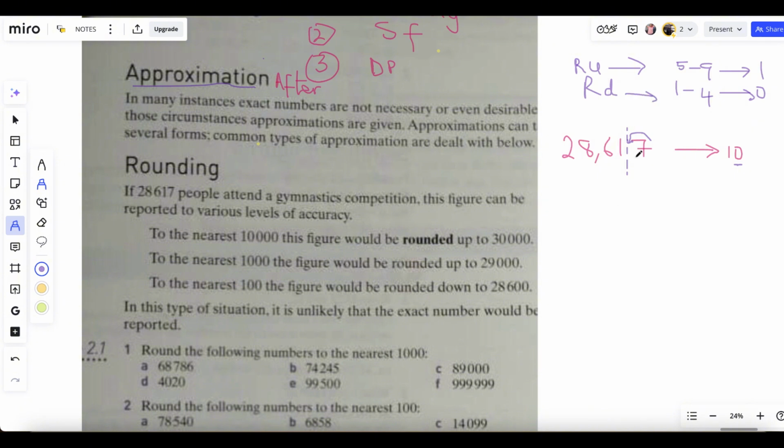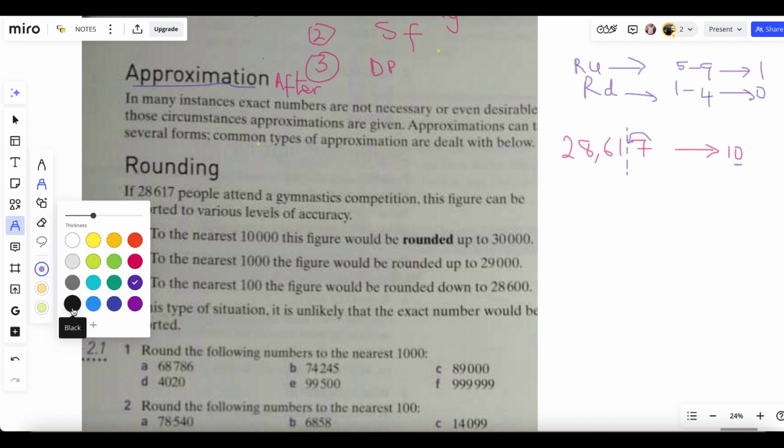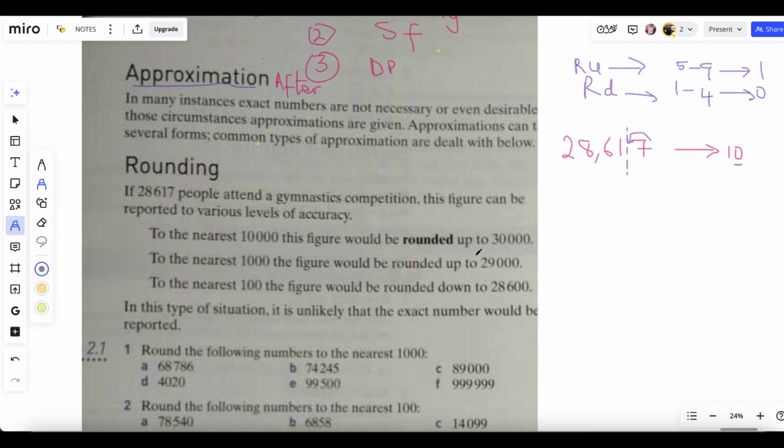Now, which number do we give this consideration to? It's the number on the right. When we put a broken line here, the number on our rightmost side is the number we are giving that specific consideration to.